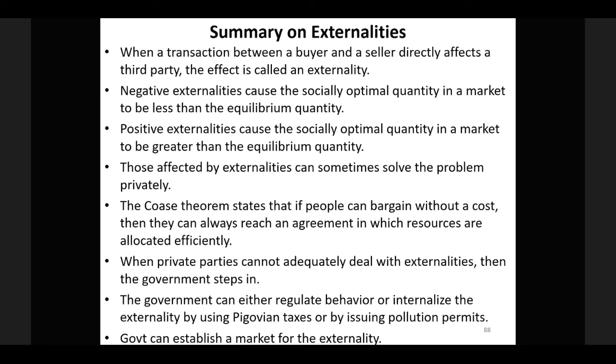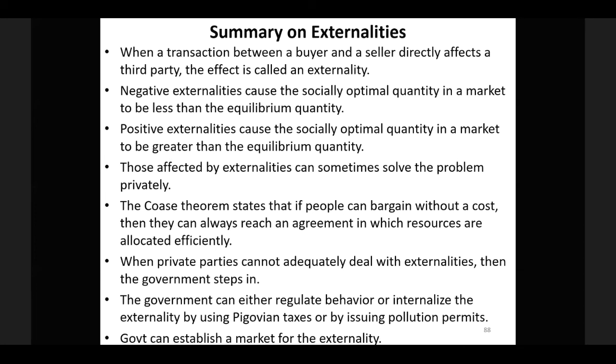The socially optimal quantity in the market is less than the equilibrium. Yeah, with a negative externality, you see the socially optimal is less. In other words, the market overproduces. Then with a positive externality, the socially optimal is more than the equilibrium quantity.